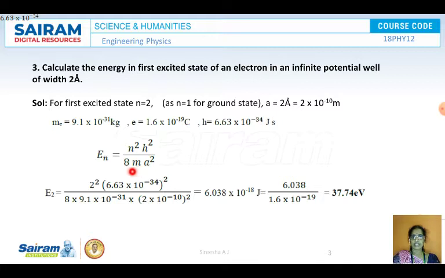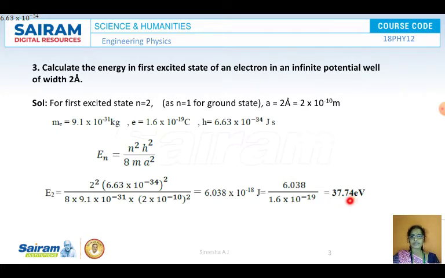Here we are taking n as 2 because it is asked to find the first excited state. So n is equal to 2 is the first excited state. Substitute the value of n as 2 and substitute all the values here: m is the mass of the electron, a is nothing but the width of the potential well, 2 into 10 to the power of minus 10. Substituting all these values, you will get the energy in joules. Energy is to be expressed in electron volts, so divide by 1.6 into 10 to the power of minus 19. You will get 37.74 electron volts.